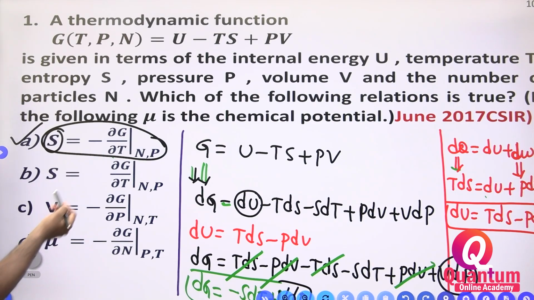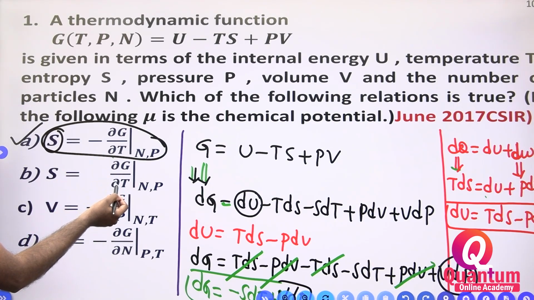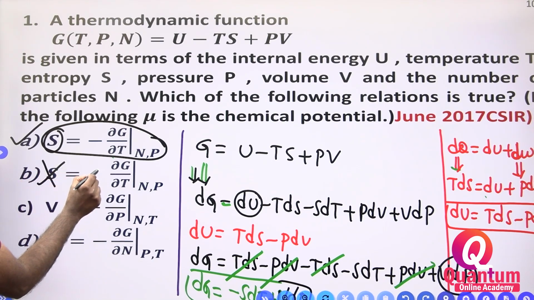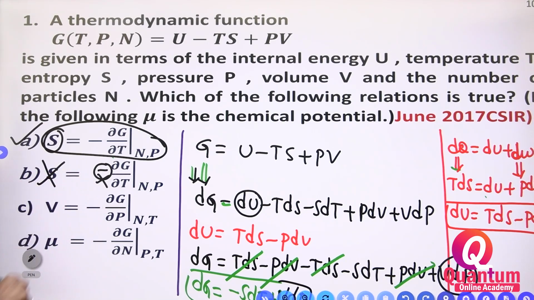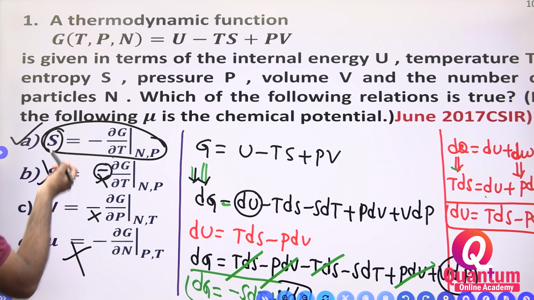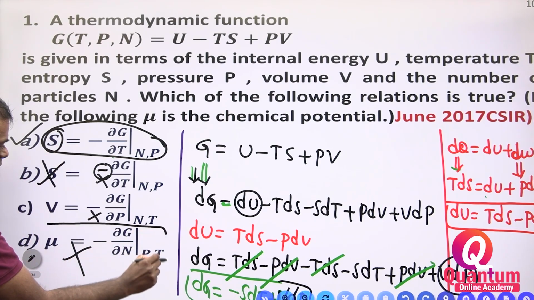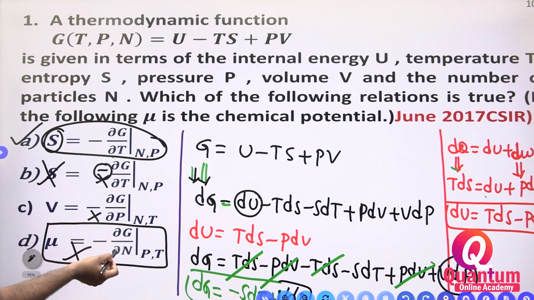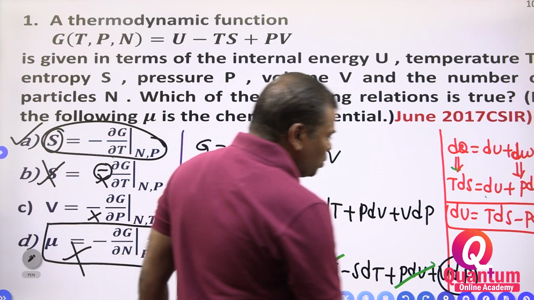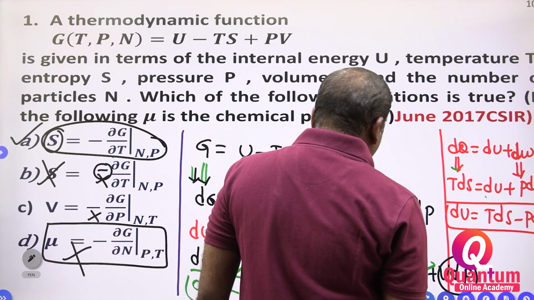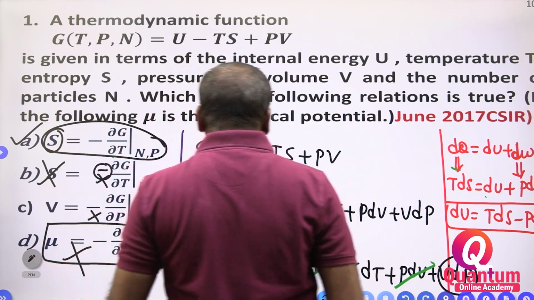Now you have to see. S is equal to dou G by dou T, N comma P is wrong because the minus symbol is not there. V is equal to minus dou G by dou P, N comma T is also wrong. Mu is equal to dou G by dou N at P comma T; these values are very, very important. Minus dou G by dou N at P comma T is also not correct. Clear? Like this we have to solve.